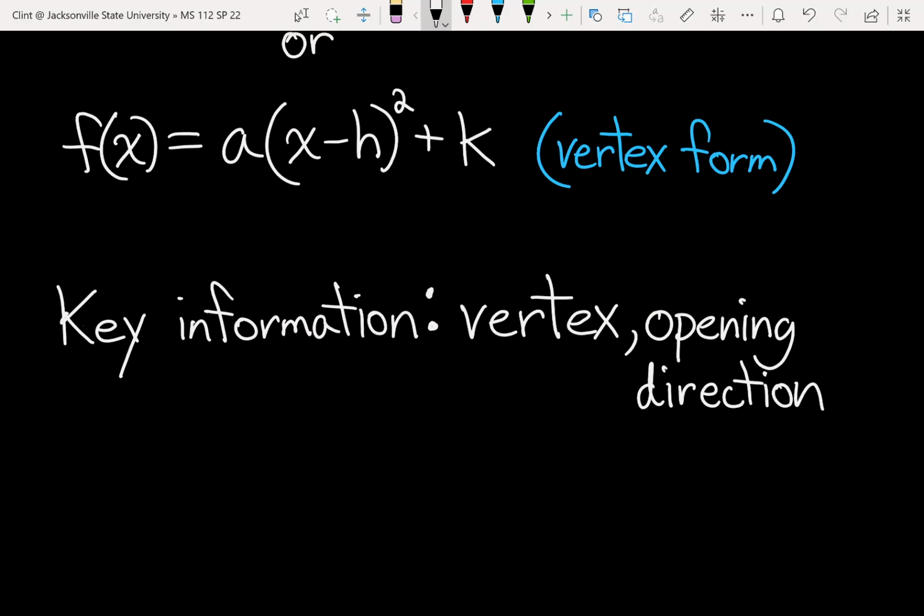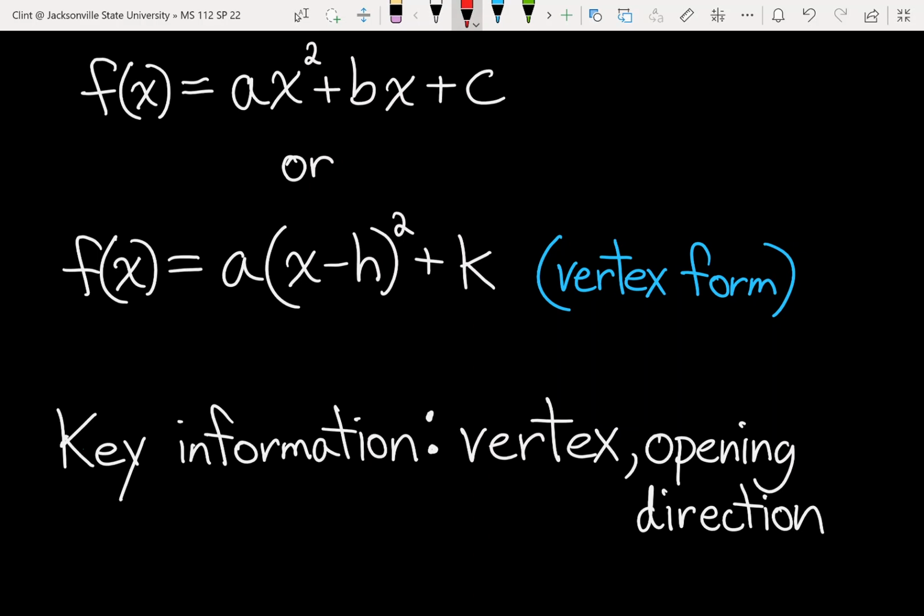Those are the two things there. Figuring out if it opens up or down, it's not hard. What we're going to look at for that is the number a, either the number in front of the x squared if it's in this form, or the number that's in front of the parentheses if it's in this form. And if you take one written like this and rewrite it like this, the a number stays the same. It doesn't change.